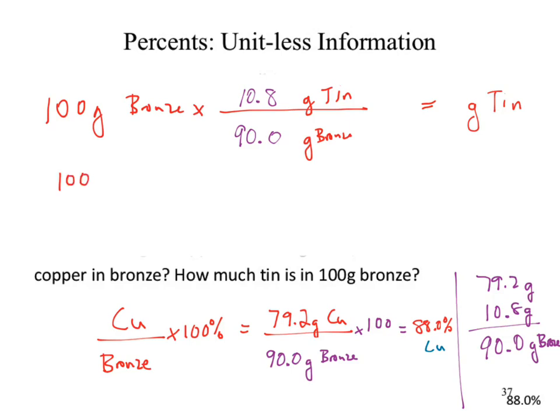The difference. Difference of 88% from 100. Why'd you pick 100? Because there's only 2 elements in it. I know that 100% must equal the percent coming from my copper plus the percent coming from my tin. So I can solve that the percent of tin is 12%. So given a 100-gram sample of my bronze, I could go through and multiply then by 12%.